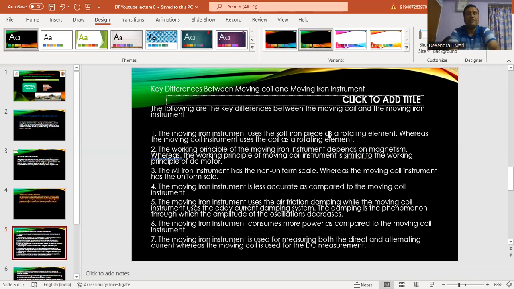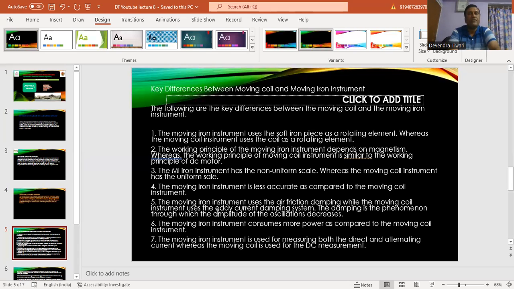The following are the key differences between the moving coil and moving iron instrument. First, the moving iron instrument uses a soft iron piece as the rotating element, whereas the moving coil instrument uses a coil. Second, the working principle of moving iron instrument depends on magnetism, whereas the working principle of moving coil instrument is similar to that of a DC motor. Third, the moving iron instrument has a non-uniform scale, as we have already studied in classes, whereas the moving coil instrument has a uniform scale. Next, the moving iron instrument is less accurate as compared to the moving coil instrument.